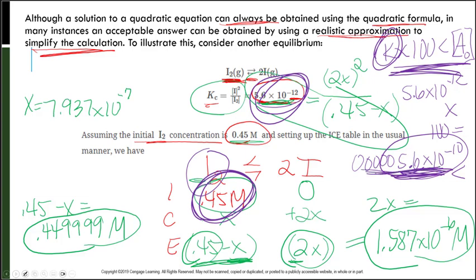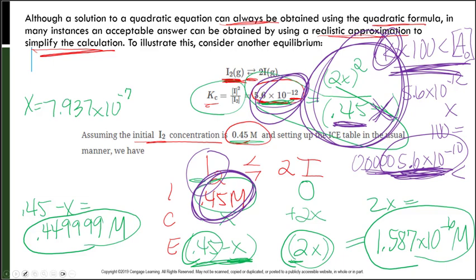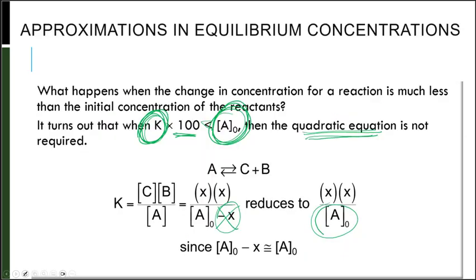So yes, it is much smaller, meaning when I set up that K expression, I can drop this x because that amount is going to be so small. It's practically negligible. And that allows us to say that the original concentration minus x is pretty much going to be equal to that original concentration, because we lose so little of it.